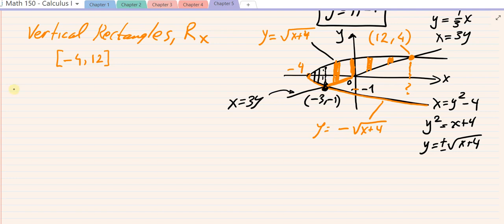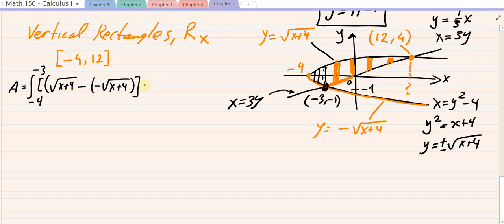So let's track this. The area is going to be the integral from negative 4 to negative 3. The upper function is root of x plus 4, minus the lower branch, which is negative root of x plus 4, dx. So this integral picks up this region. You see that? It picks up that region.